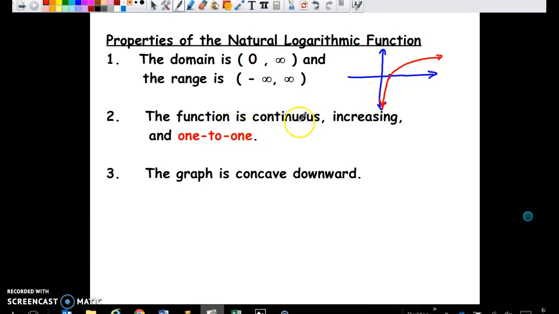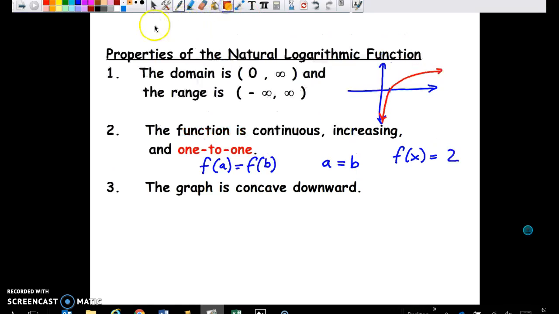The function is continuous, increasing, and 1 to 1. That means if you have f of a equal to f of b, that implies that the a value is equal to the b value. That means that there's no repeating function values. If you have a function value, so let's say f of x is 2, then x will always have to be the same. It's never going to hit 2 again.